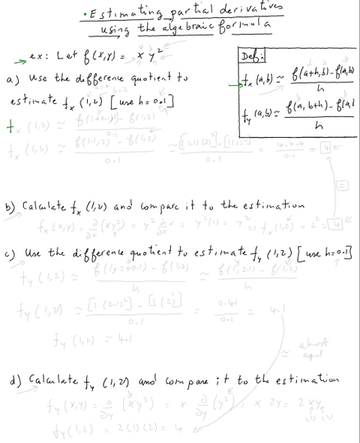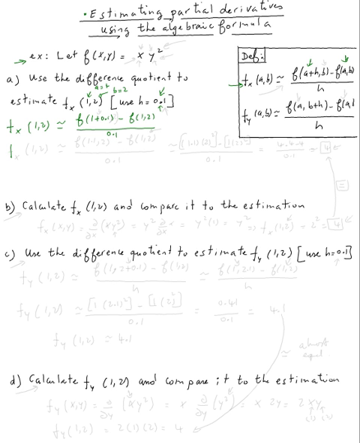So what is fx? The estimation of the partial derivative with respect to x of 1, 2 is almost equal to f of a plus h. In our case, a happens to be 1 and b happens to be 2. So it's f of 1 plus h. My h happens to be 0.1, minus f of a, b, which means f of 1, 2 in our case, over h, which is 0.1.